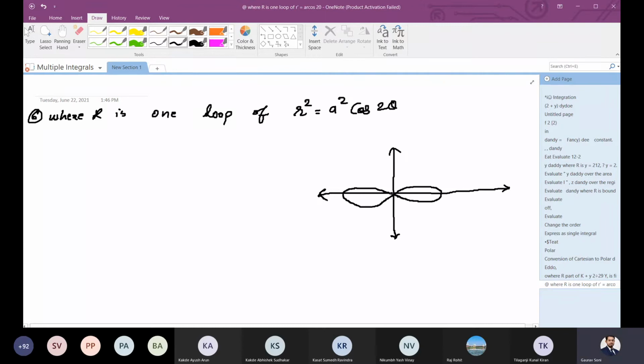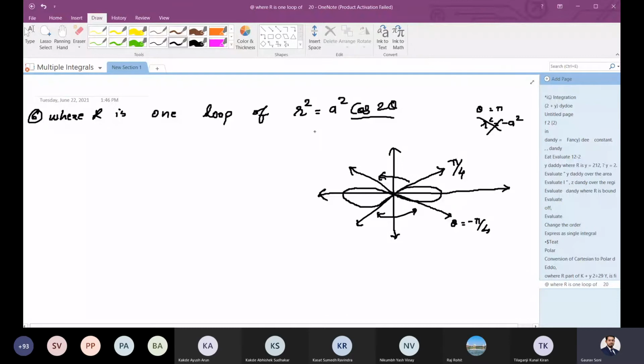The curve is like this. At plus pi by 4 and minus pi by 4, you can see that r becomes 0. If you go beyond pi by 4, say pi by 2, you put pi by 2 and cos pi is minus 1. At theta equal to pi, you will get r square equal to minus a square, so the curve does not exist. In this area between these two, your curve does not exist. This is the Bernoulli's lemniscate that we have already seen.